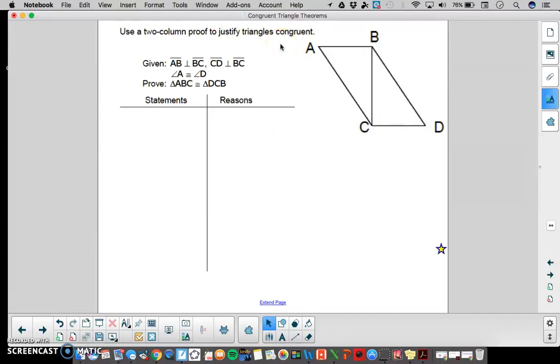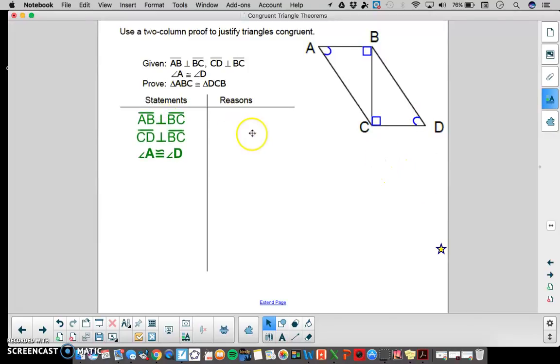Next, we're going to write a two-column proof to justify that triangle ABC is congruent to triangle DCB. So what we're given is that AB is perpendicular to BC. So AB is perpendicular to BC means we have a right angle. CD perpendicular to BC means we have a right angle at vertex C. And then we also know that A and D are congruent angles.